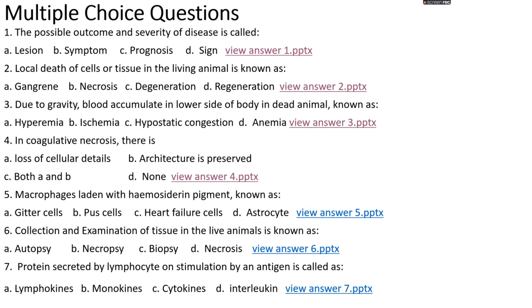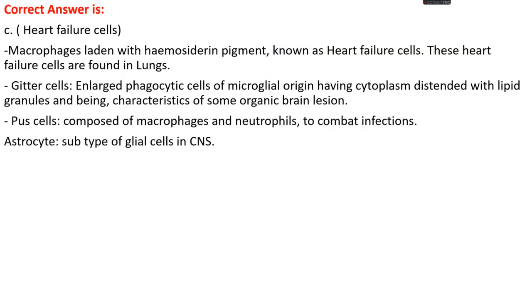Question number 5. Macrophages laden with hemosiderin pigment are known as: option A, Gitter cells, option B, pus cells, option C, heart failure cells, or option D, astrocytes. The right answer is option C, heart failure cells. Heart failure cells are the macrophages which are laden with hemosiderin pigment, and they are mostly found in lungs. Gitter cells are enlarged phagocytic cells, one of the forms of microglial cells, having cytoplasm distended with lipid granules, and are mainly seen in case of brain lesions.